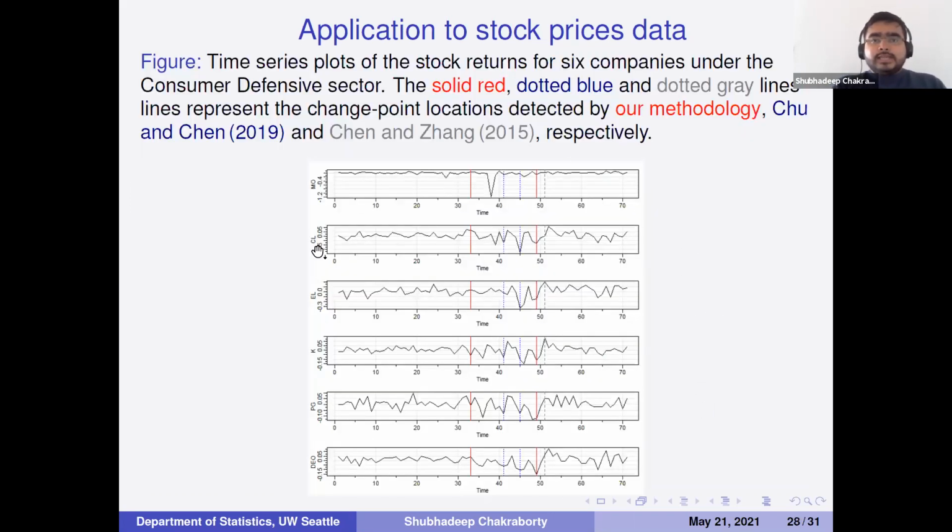So for illustration, I include time series plots of stock returns for 6 companies under the consumer defensive sector. The red solid lines are the change point estimates detected by our method, and we can clearly see that there is a dip in the stock returns data within these two timelines. The dotted blue lines are the change point estimates determined by Chu and Chen, and this gray dotted line is the change point detected by Chen and Zhang.